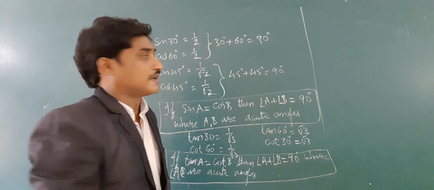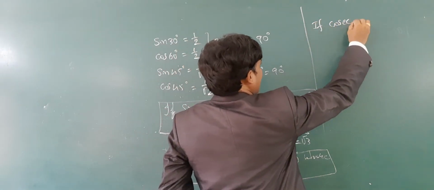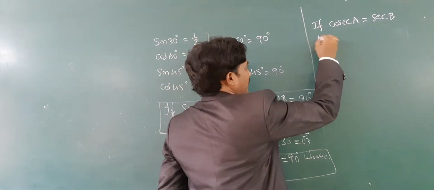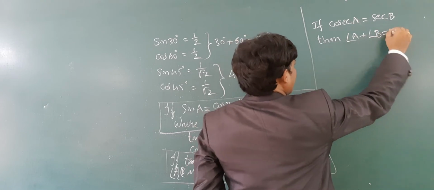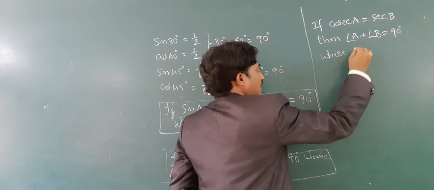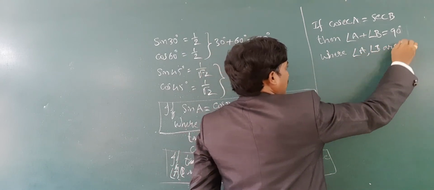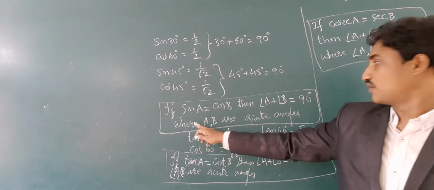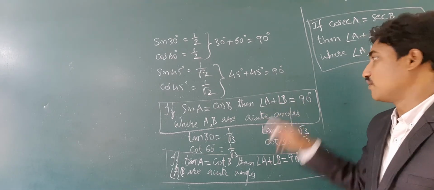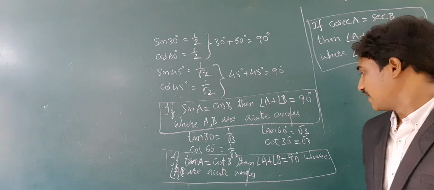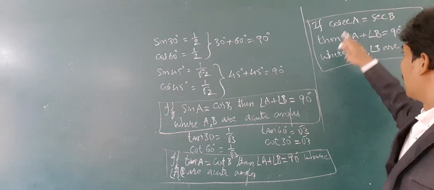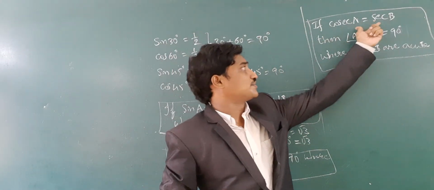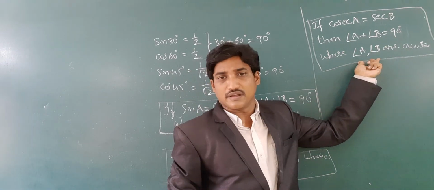Similarly, we can write, if cosecant A equals secant B, then angle A plus angle B is equal to 90 degree, where angle A, angle B are acute. In the case of acute angles, if sin A equals cos B, then angle A plus angle B equals 90 degree. If tan A equals cot B, then angle A plus angle B is 90 degree. If cosecant A equals secant B, then angle A plus angle B is 90 degree, where A, B are acute angles.